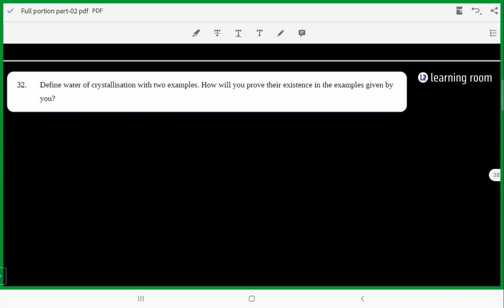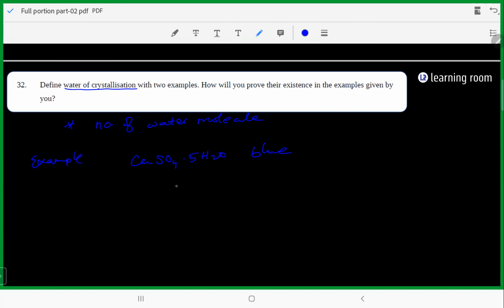Sir, if you heat it in the test tube, then water droplets are observed on the sides of the test tube. Okay. So define water of crystallization. It is nothing but the number of water molecules. So how will you prove their existence in the example given by you? That is what I asked. When you take copper sulfate pentahydrate, it is blue in color. When you heat it, it becomes copper sulfate anhydrous, white in color. So by the change, when it absorbs the water molecule, it becomes blue in color. So this is one example.